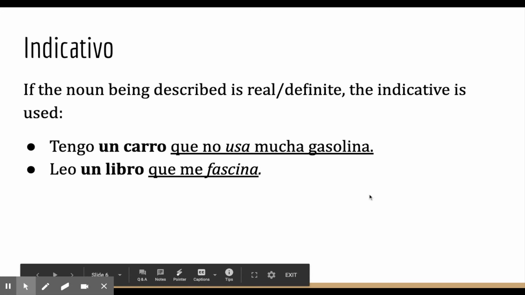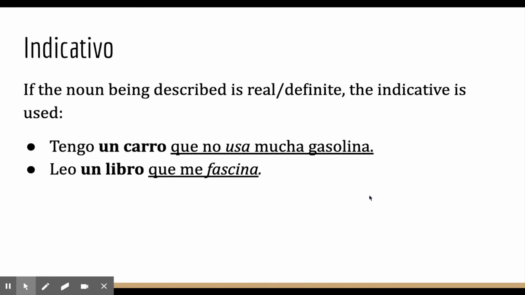So if the noun being described is real or definite, the indicative is used. So my example from earlier, tengo un carro que no usa mucha gasolina. So here's the noun that's being described. Here is our subordinate sentence that doesn't use a lot of gas, and this is indicative because with carro, you're saying I have a car. That means it exists, it's known, it's defined, so it's going to be indicative. Leo un libro que me fascina. I'm reading a book that's fascinating me, that's interesting me. So if I'm reading a book, that means it's real, it's defined, and so I'm going to use the indicative here, que me fascina.